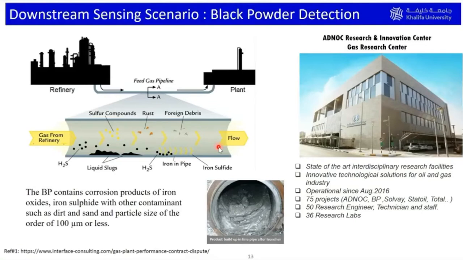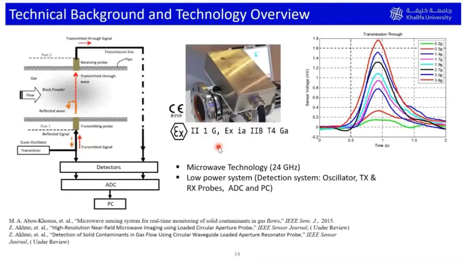So we measure this quantity of black powder. So this is the same principle. The solution is provided by the Khalifa University group, where I was part of this group. So in this configuration, this is a section of a pipeline where a gaseous media and the black powder are distributed and flowing inside the pipeline.